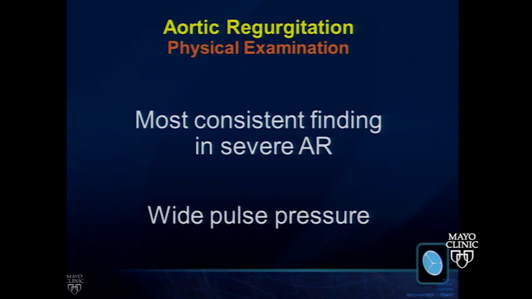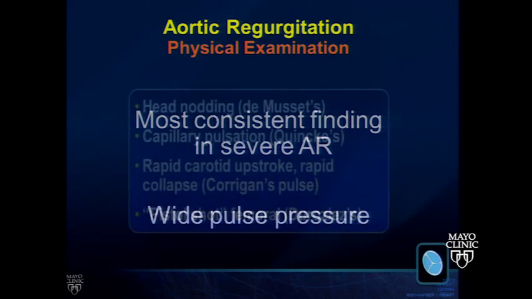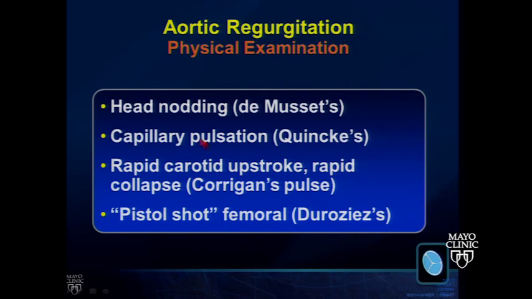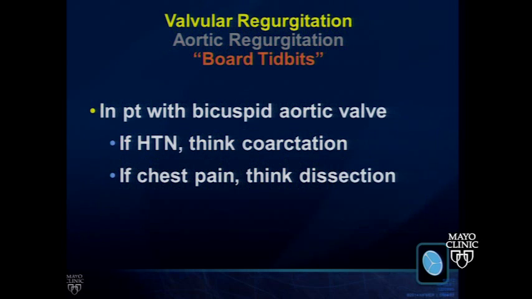So always measure your blood pressure. You want to make sure that there's a low diastolic pressure, and look for these other signs: the head nodding, the capillary pulsation, and the pistol shot femoral arteries. But in aortic regurgitation, on physical examination, it's the finding of the wide pulse pressure that best tells you it's severe aortic regurgitation.